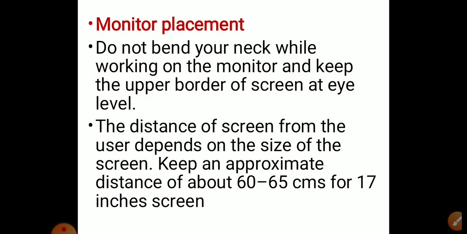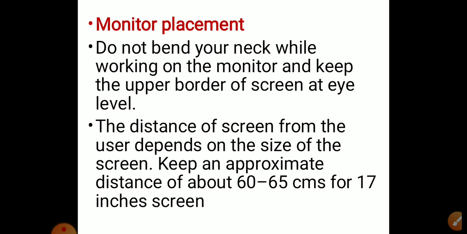Monitor placement. Where and how should you place your monitor? Do not bend your neck while working on the monitor. You should not bend your neck. That also should be at an angle, and keep the upper border of the screen at eye level.